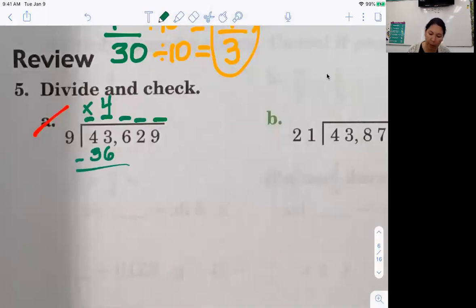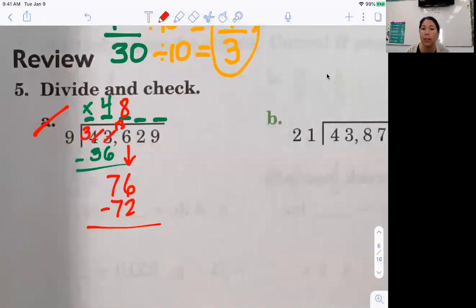Now remember, bigger bottom, better borrow. I can't take 6 from 3. I'm going to cross out my 4, make it a 3, and the 3 becomes a 13. Now I can subtract. What's 13 minus 6? 7. Very good. And then I bring down my 6. 9 times what gets me close to 76? 9 times 8, because what's 9 times 8 make? 72. And then I subtract.